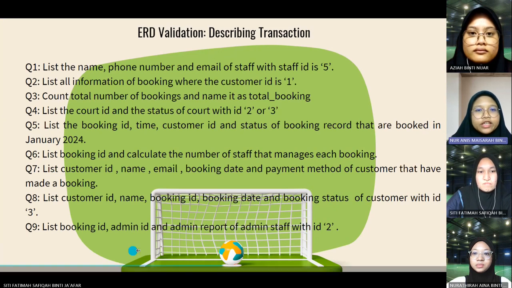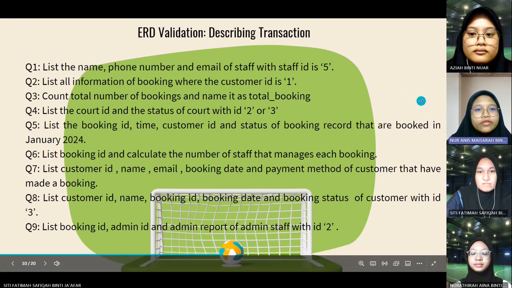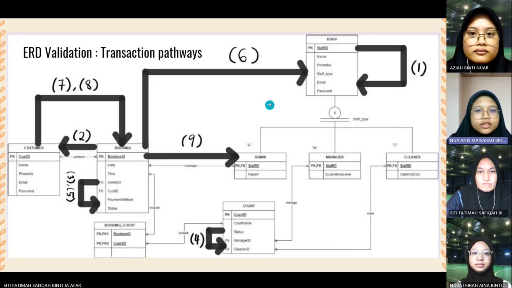For ERD validation, we have describing transaction and transaction pathway. Transaction is based on query transaction requirement before. For query number 1, list the name, phone number, and email of staff with staff ID is 5. So the transaction pathway will be from staff to staff.